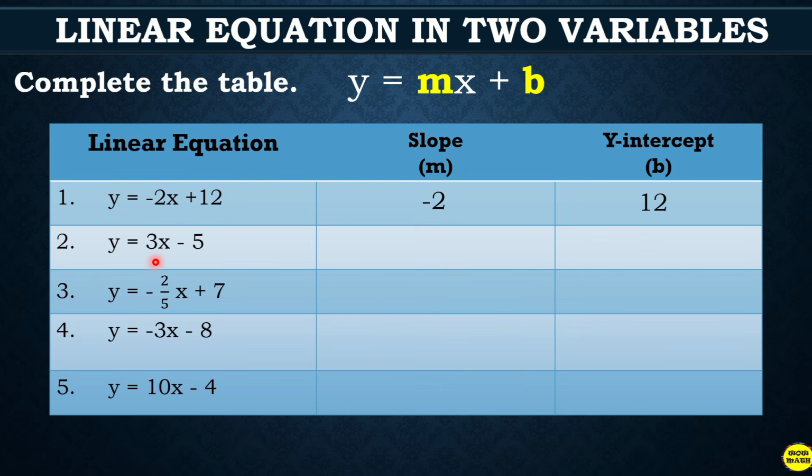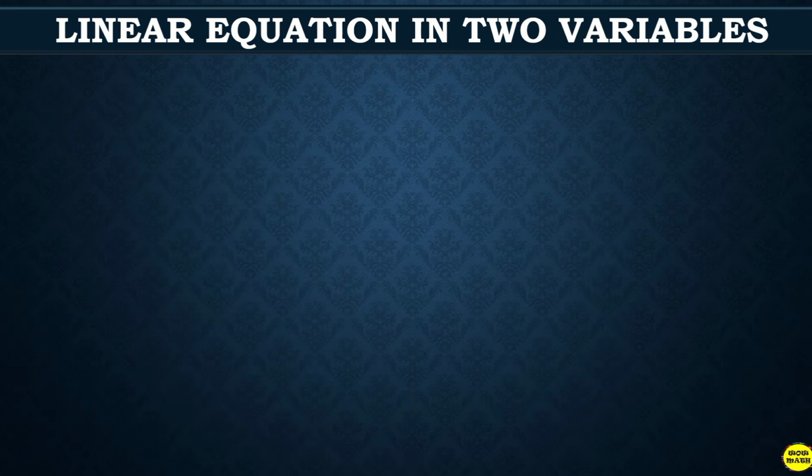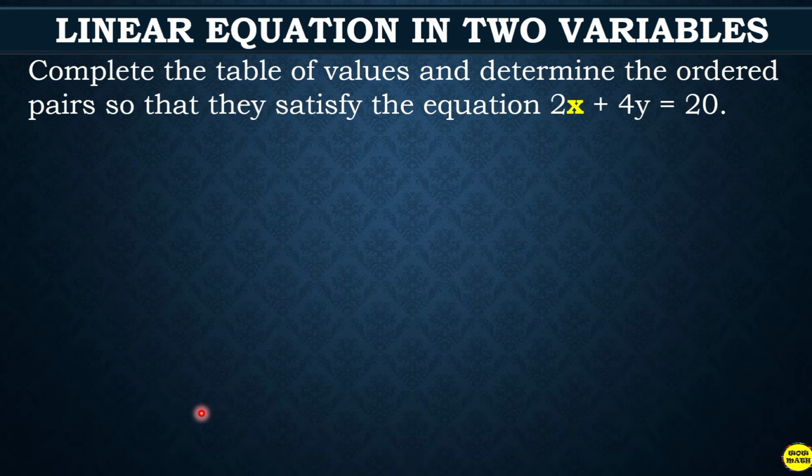Next, what is our slope? Our slope is positive 3. Our y-intercept is negative 5. Very good. Next, what is our slope? Okay, that is negative 2/5. What is our y-intercept? 7. What is our slope? Negative 3. What is our y-intercept? Take note of the sign ha. That is negative 8. Next, what is our slope? 10. What is our y-intercept? Negative 4.